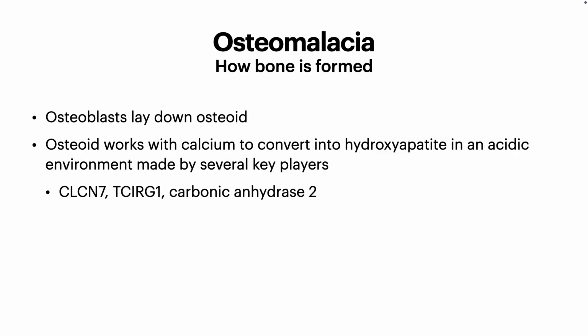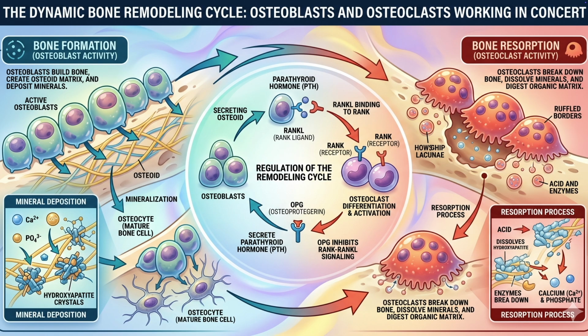This is another image I made with Google Gemini that I think is great. So here on the left, you see your osteoblast building bone by laying down that osteoid matrix. You have your mineral deposition of calcium and phosphate to form the hydroxyapatite crystals in an alkaline environment, right? That's happening in an alkaline environment, right? Blue alkaline, and then red acidic over here to the right, your bone resorption, their osteoclast activity.